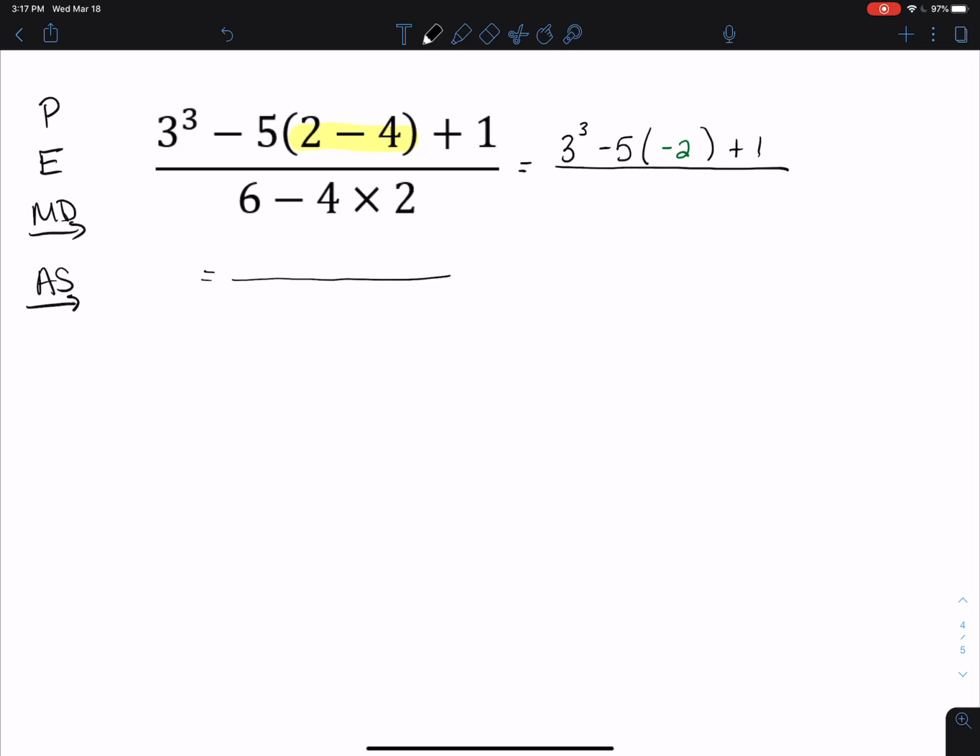Now I'm going to keep focusing on that numerator. Up next comes exponents for my order of operations. And I do have an exponent, that 3 to the third. I know 3 to the third is really telling me to do 3 times 3 times 3. 3 times 3 gives me 9. Times 3 again gives me 27. And I'm going to bring down everything else.